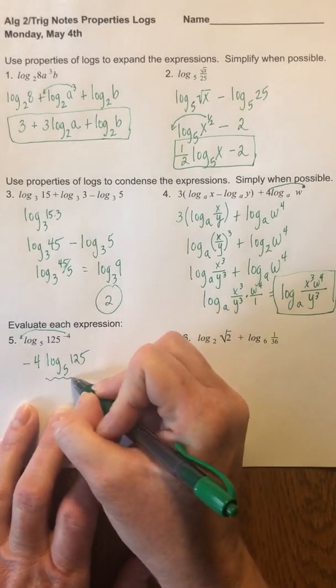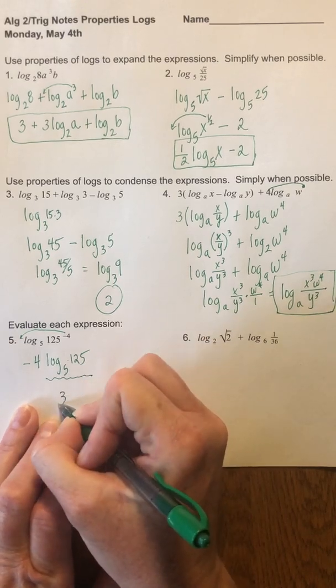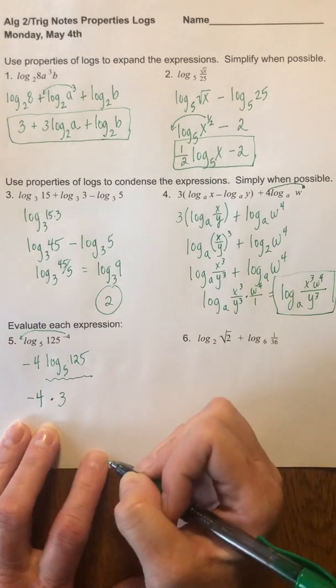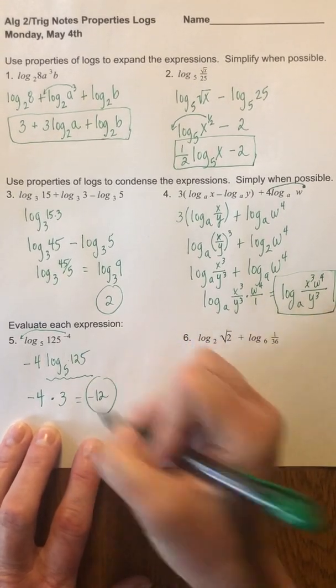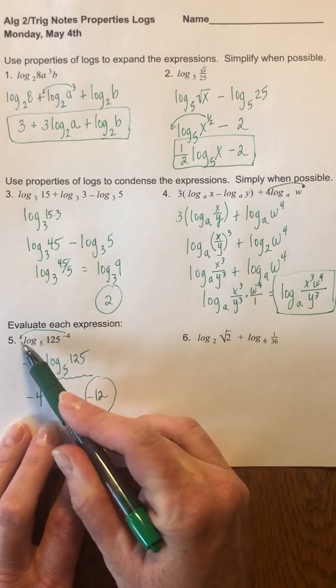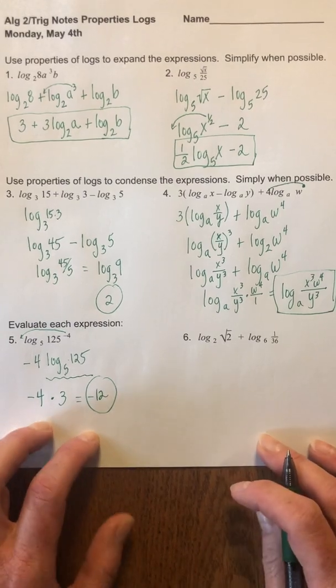Well, I can do this log right now. 5 to what power is 125? That's 3. Now I take negative 4 times 3, negative 12. So the property of taking an exponent, putting it out in front, made this problem a lot more basic for me to evaluate.